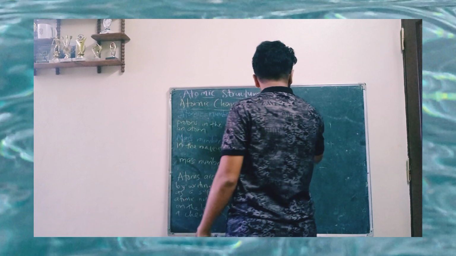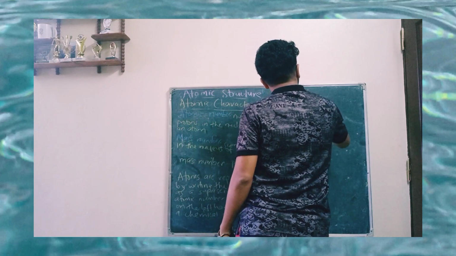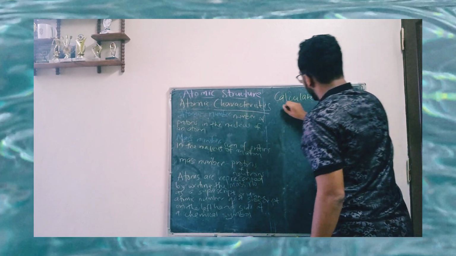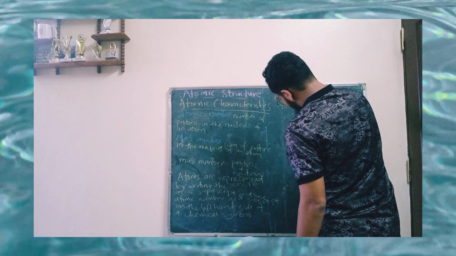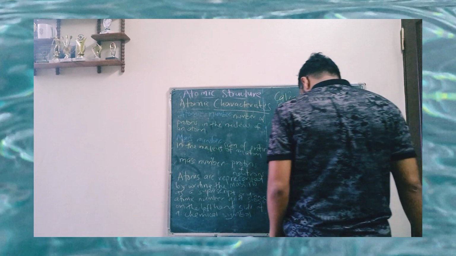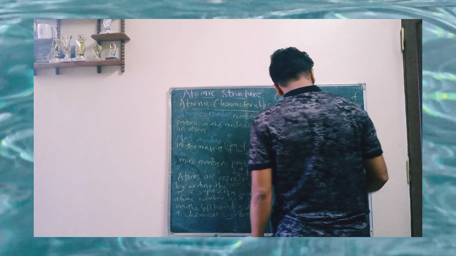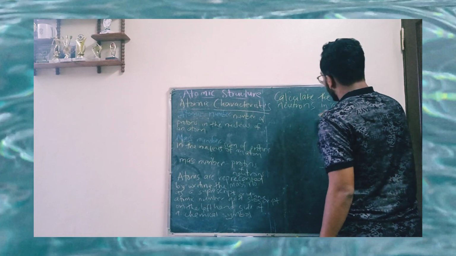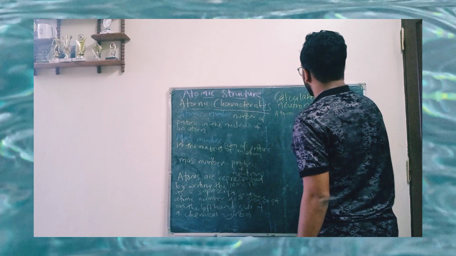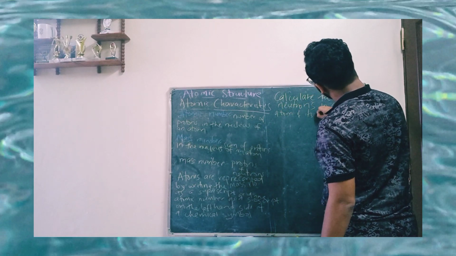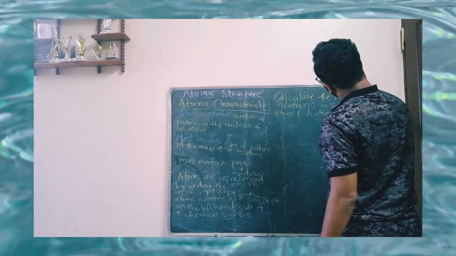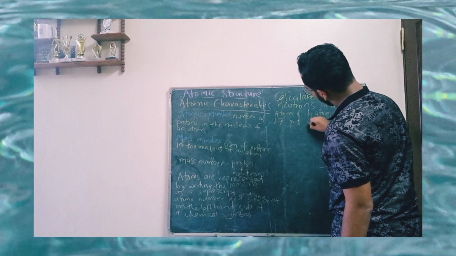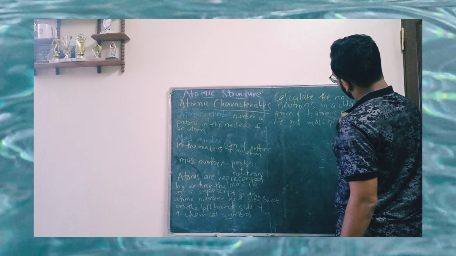Calculate the number of neutrons in a chlorine atom, of course in the nucleus, if its atomic number is 17 and mass number is 35.